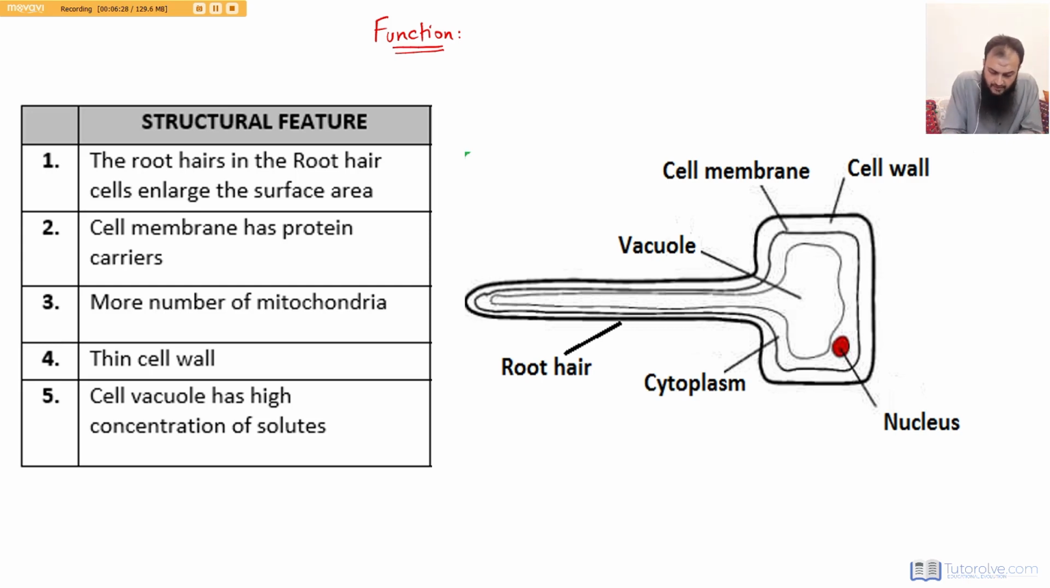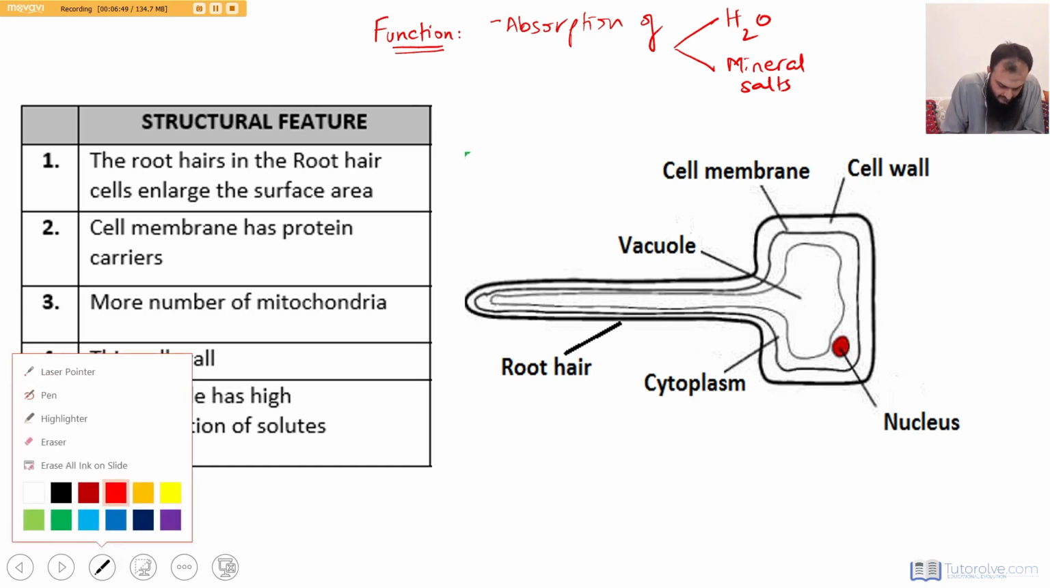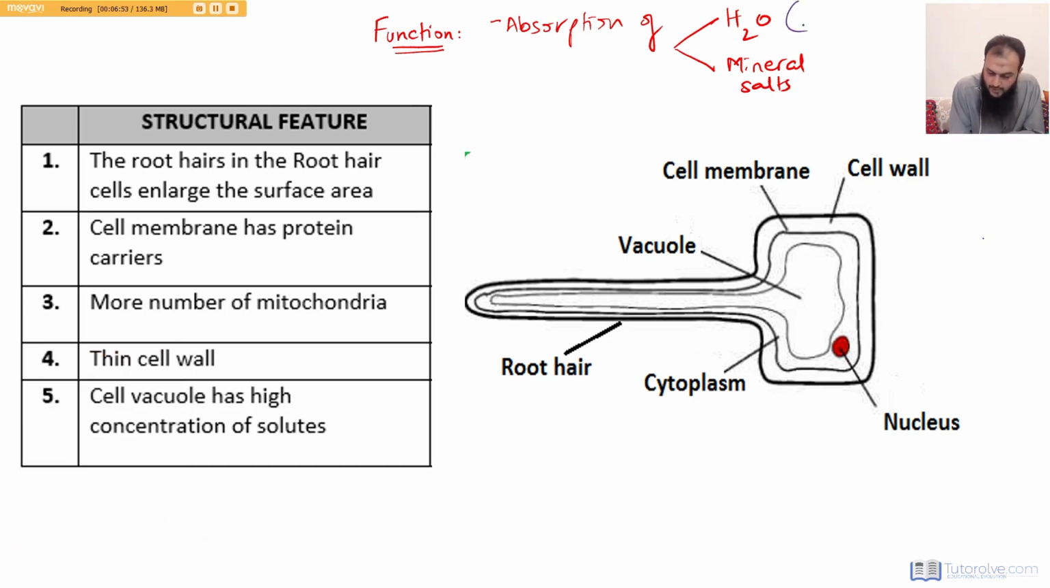Remember, the function of the root hair cell is absorption of two things. Number one is water, and number two is mineral salts, like nitrates and nitrites and all of that stuff. And remember, the process by which the root hair cell will absorb water is osmosis.